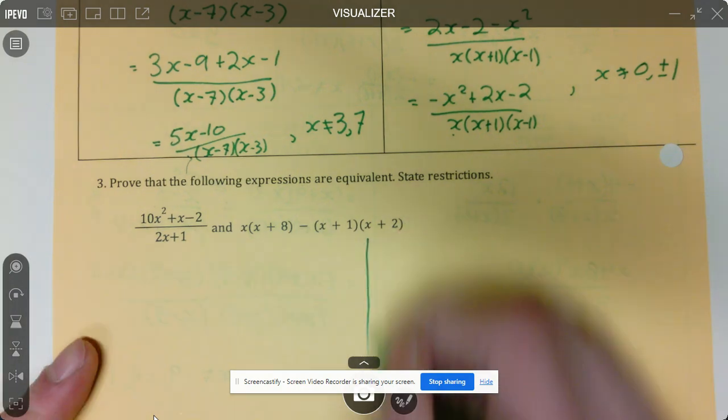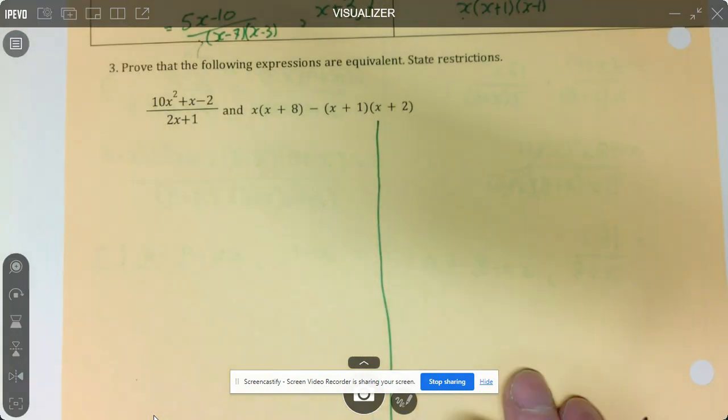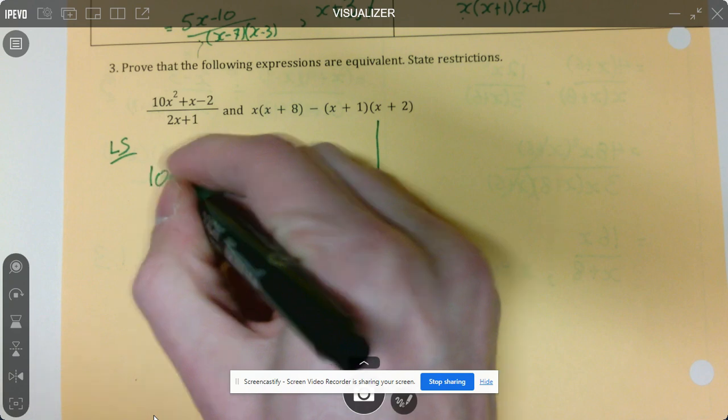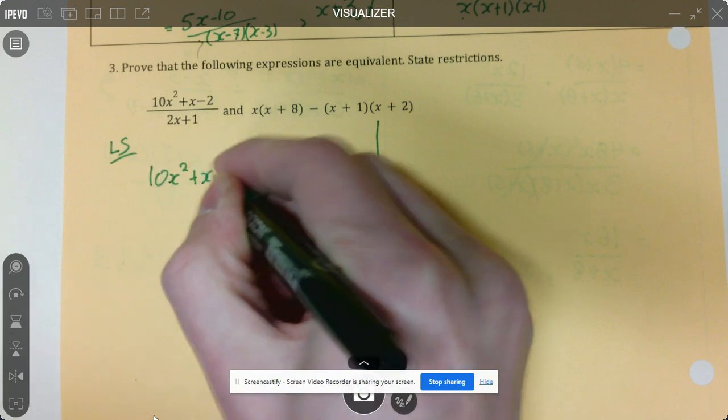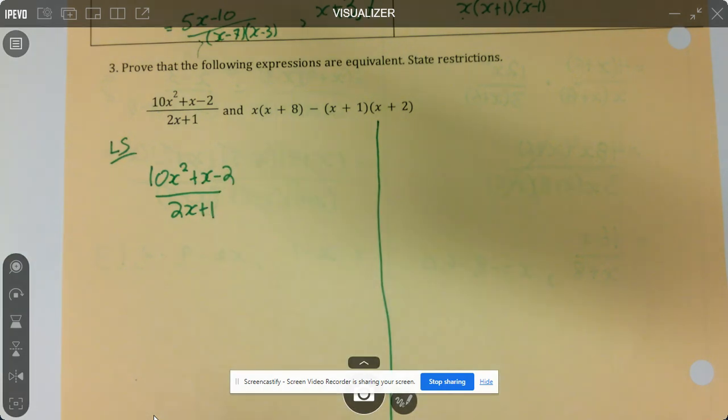So what we want to do is look at these two expressions separately and simplify them, and hopefully they end up as the same simplified result. So I'm going to look at the left side and the right side almost as two separate problems.